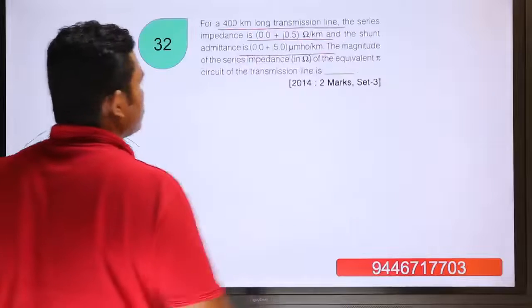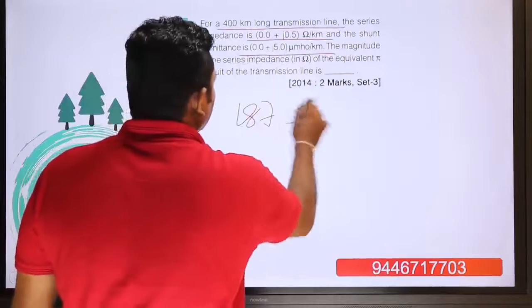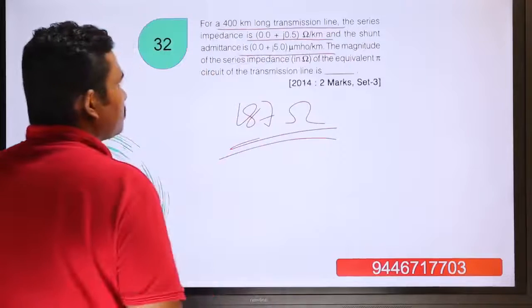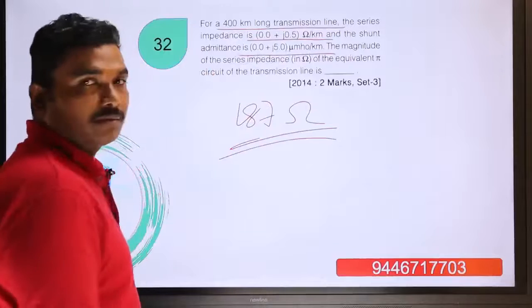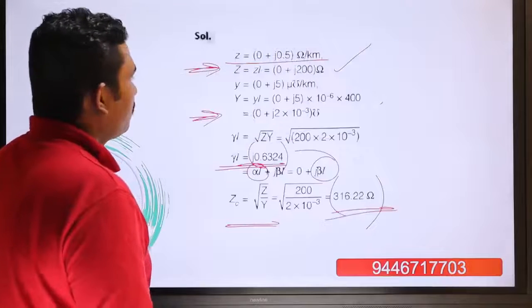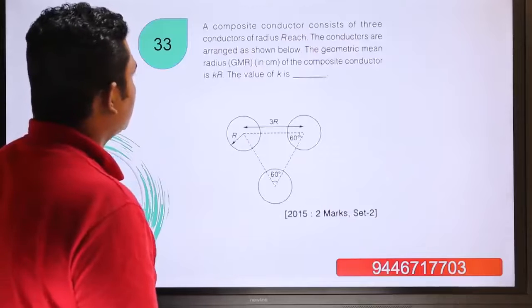So this is a numeric question. What is our answer? Our answer is 187 ohm. That is the series impedance in ohm of the equivalent pi circuit of the transmission line. Moving on to the next question, which is question number 33.